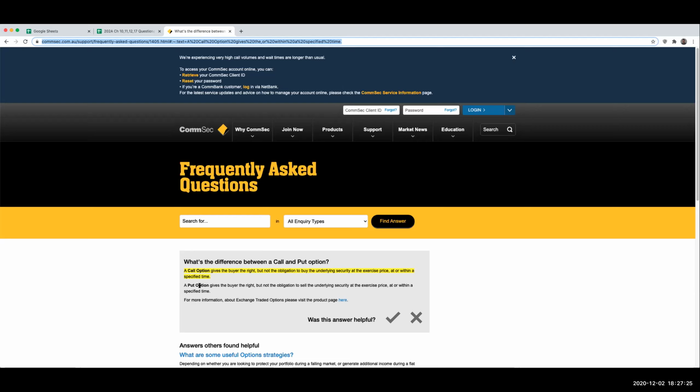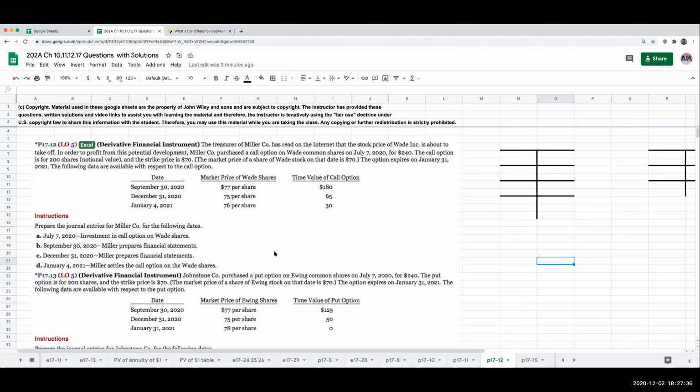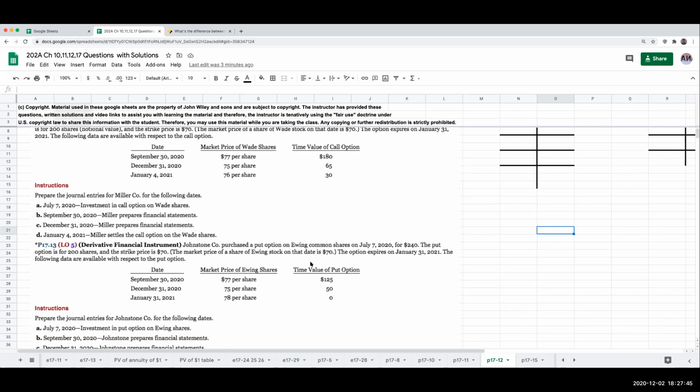specified time. A put option gives us the right to sell the underlying security at a certain price or within a specified time. So if you're doing a put option, you're betting that the stock price is going to drop, because if I'm able to sell it at 70, I want the price of the stock to go lower, because then I could sell it at 70 and buy it at the current price.